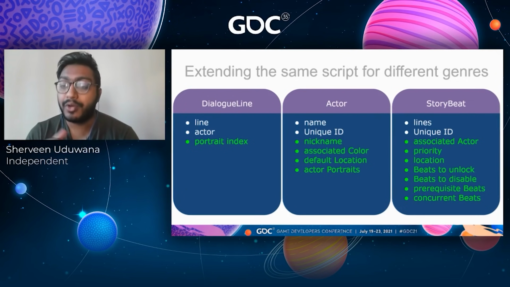They have things like priority. So higher priority Storybeats will appear sooner than lower priority ones. They're associated to a location, and they'll move the character to that location if that's the Storybeat you've picked. They also have these last 4 things, which are beats to unlock, beats to disable, prerequisite beats, concurrent beats, because so much of the gameplay is driven by dialogue events.